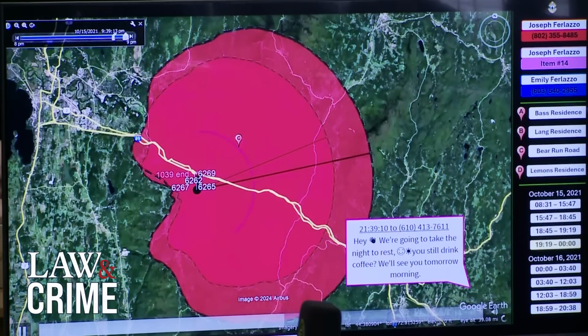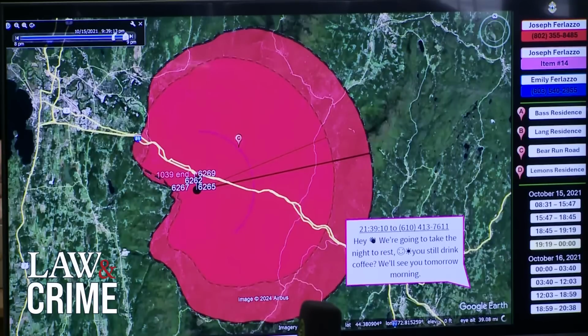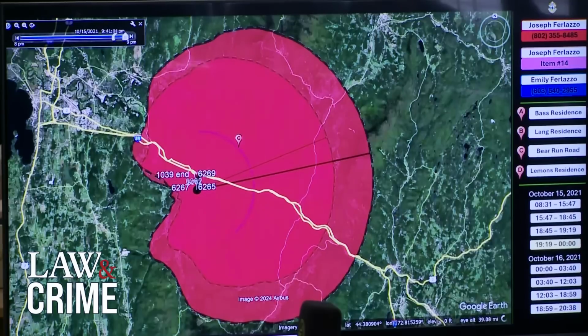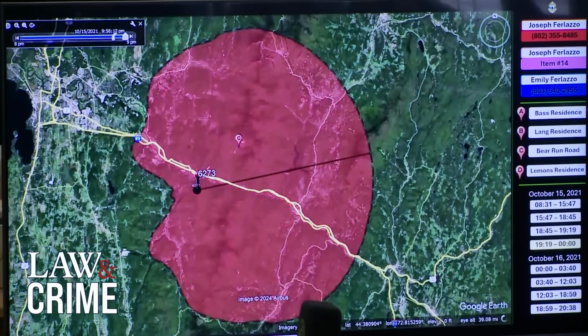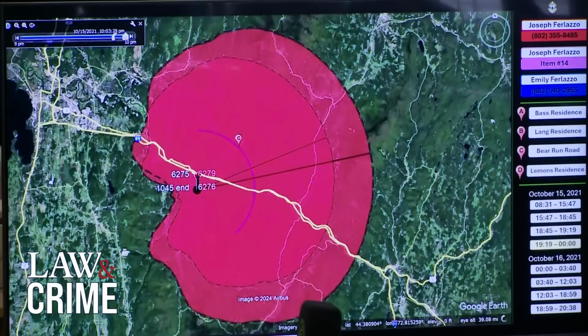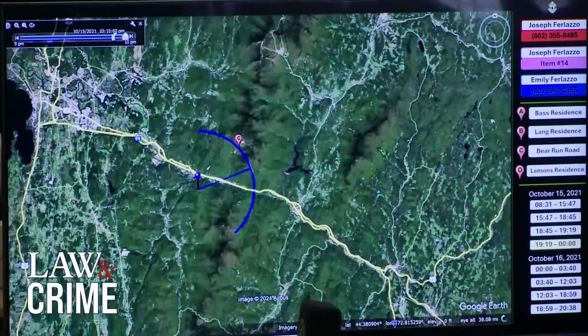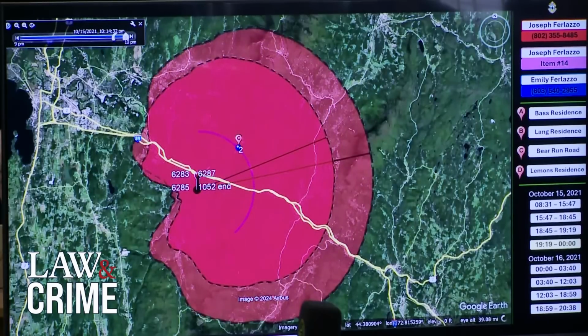At 2139, or 9:39, is an outgoing message from Joseph's device to the phone number ending in 7611. But the cell site information is still showing that these devices aren't moving around. They're still in the same area. They're utilizing the network in the same way.